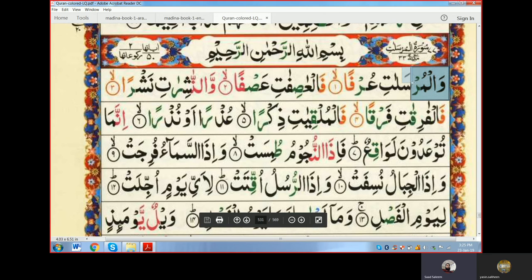Sin fatasa. Lam erect fata la. Can you see this page clearly? Yes, I can. If you can't see it clearly, then tell me and I will open another Quran. No, I can see it. Okay. Ta kasrati. Good.